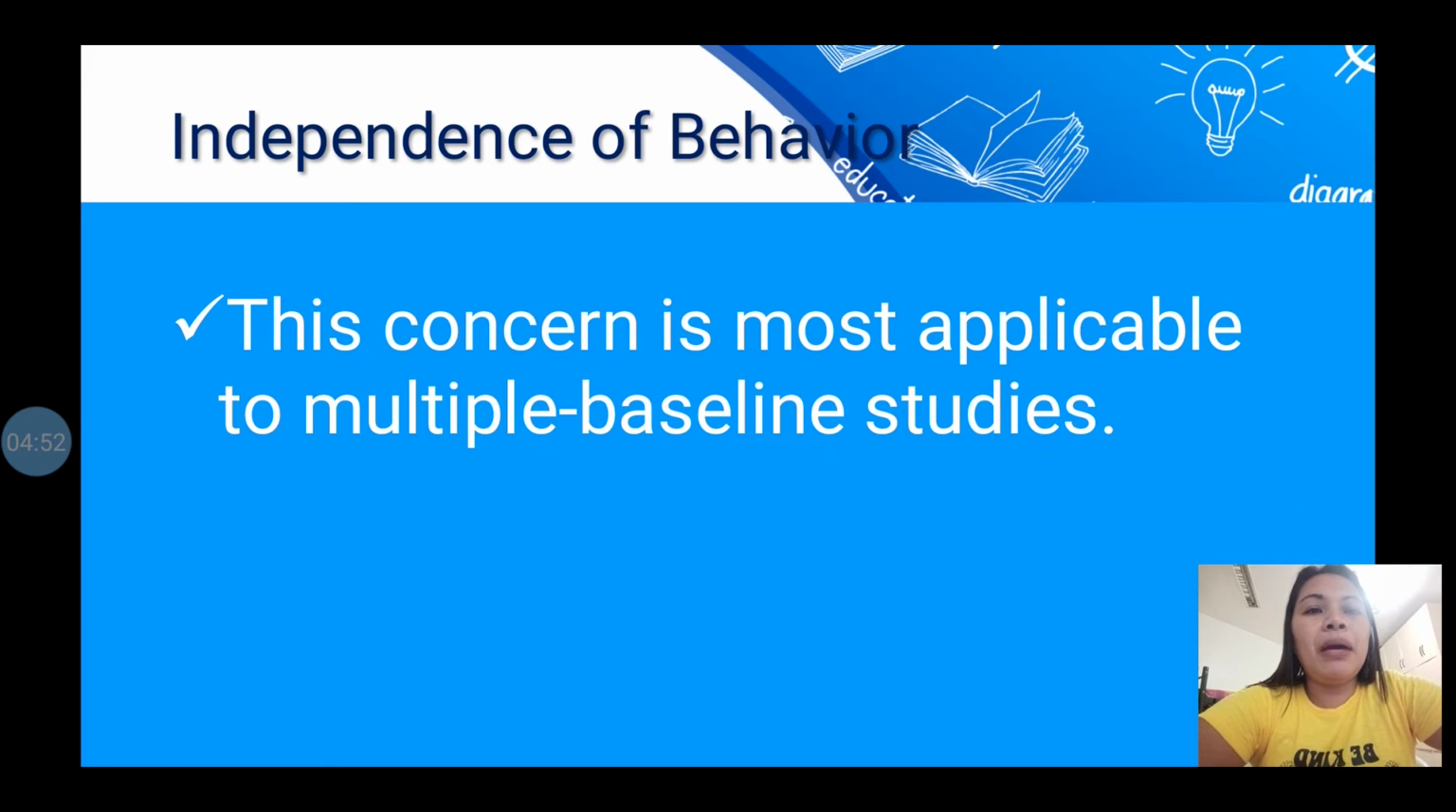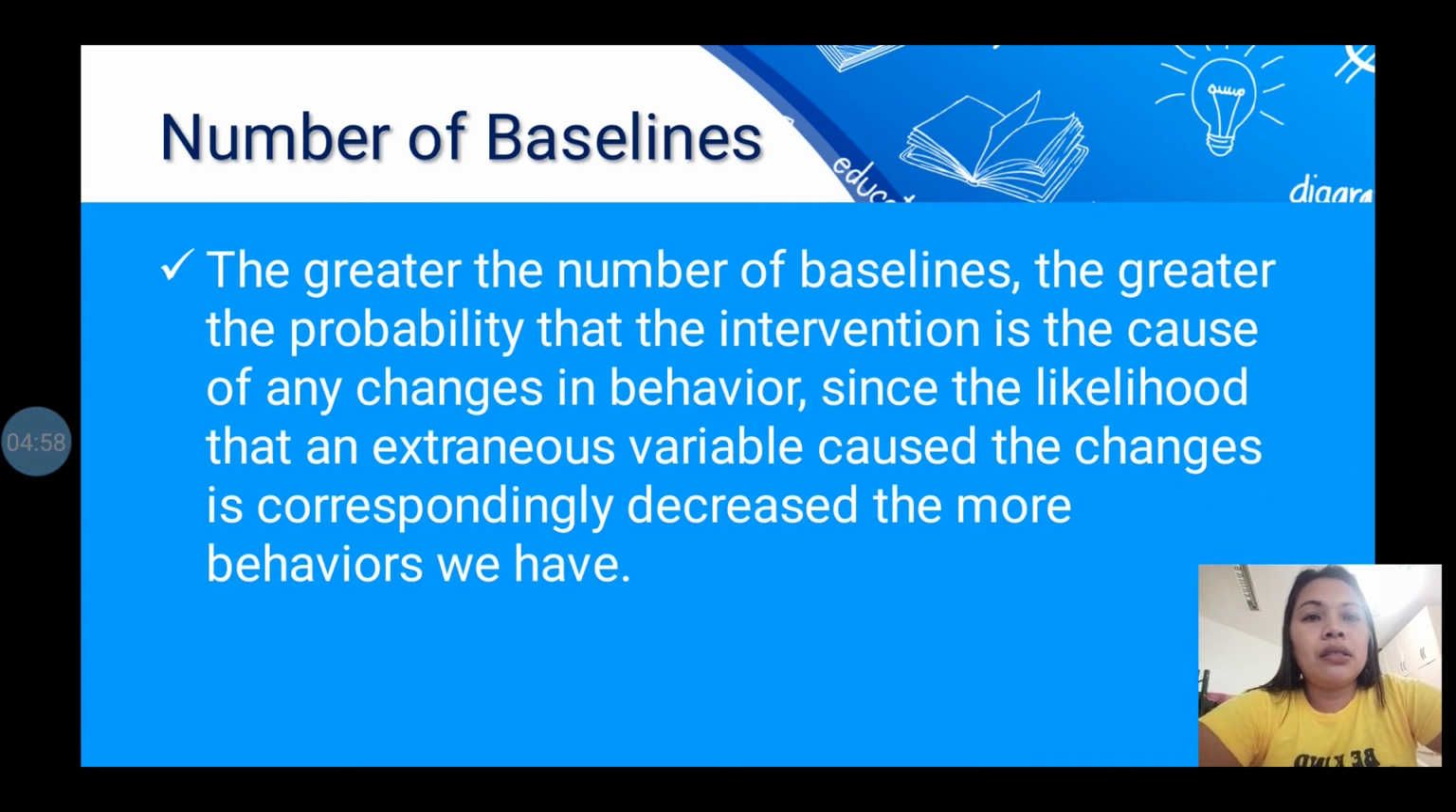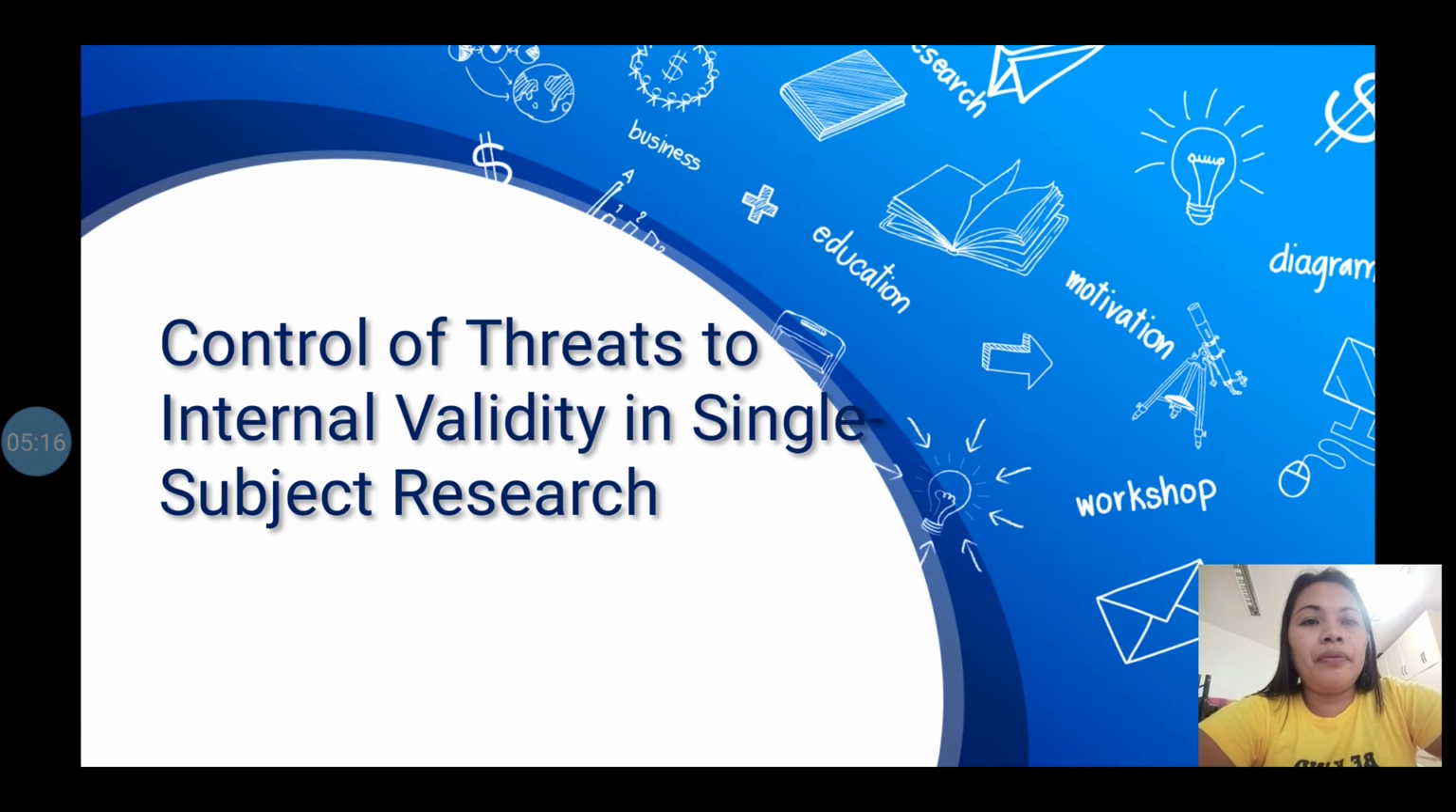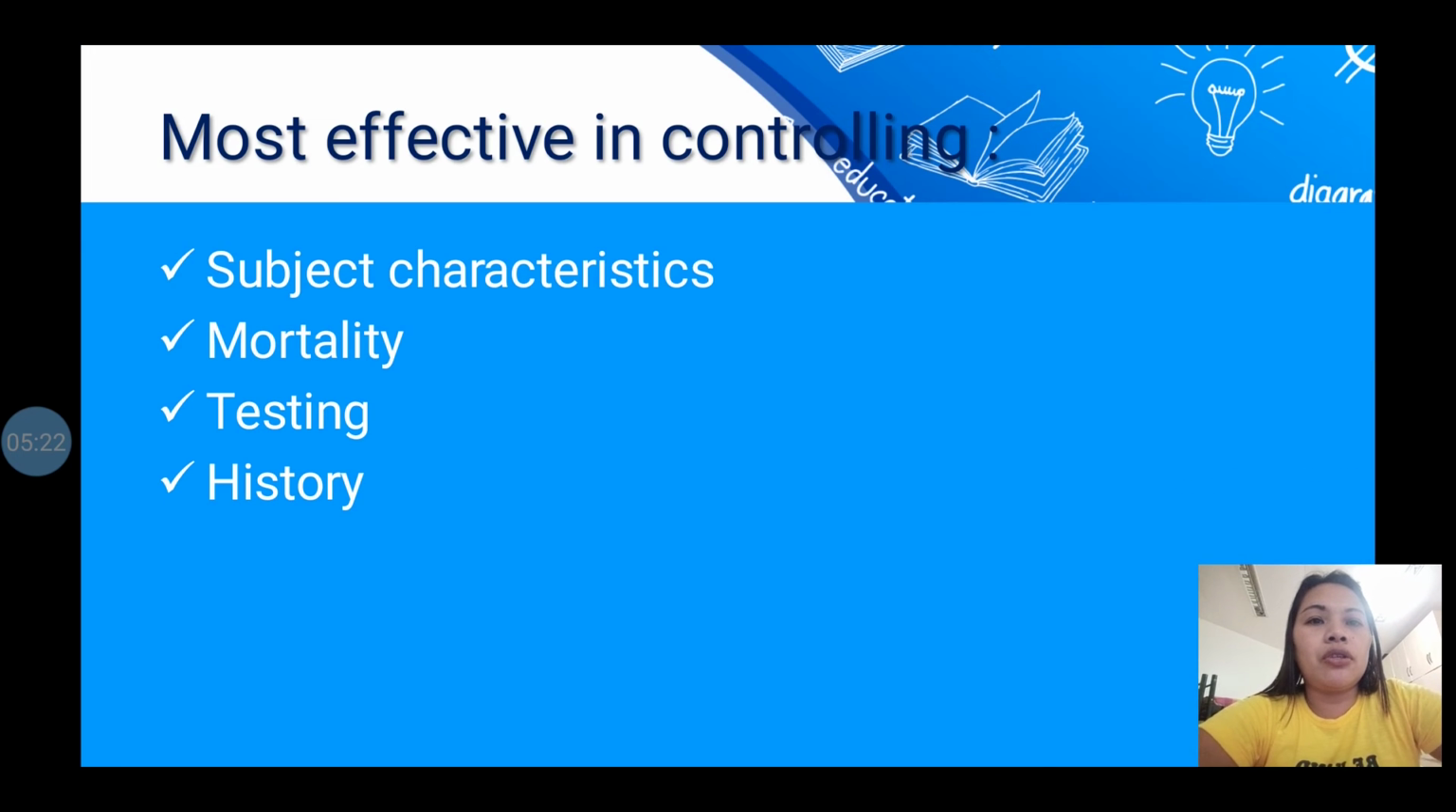Another one is the independence of behavior. This concern is most applicable to multiple baseline studies. The number of baselines: the greater the number of baselines, the greater the probability that the intervention is the cause of any changes in behavior, since the likelihood that an extraneous variable caused the changes is correspondingly decreased the more behaviors we have. And here are the ways to control the threats to the internal validity of single-subject research.